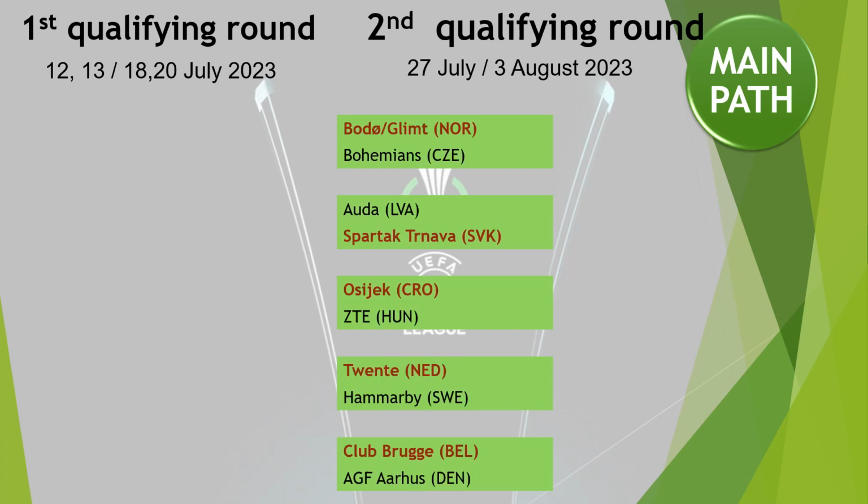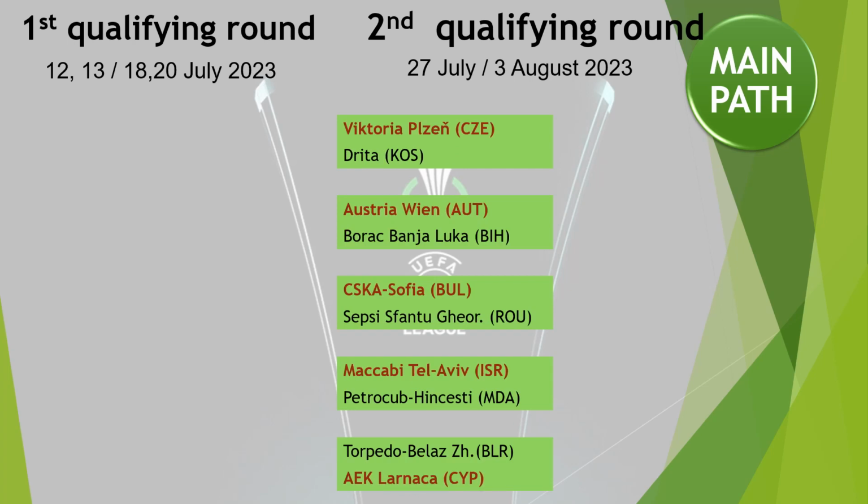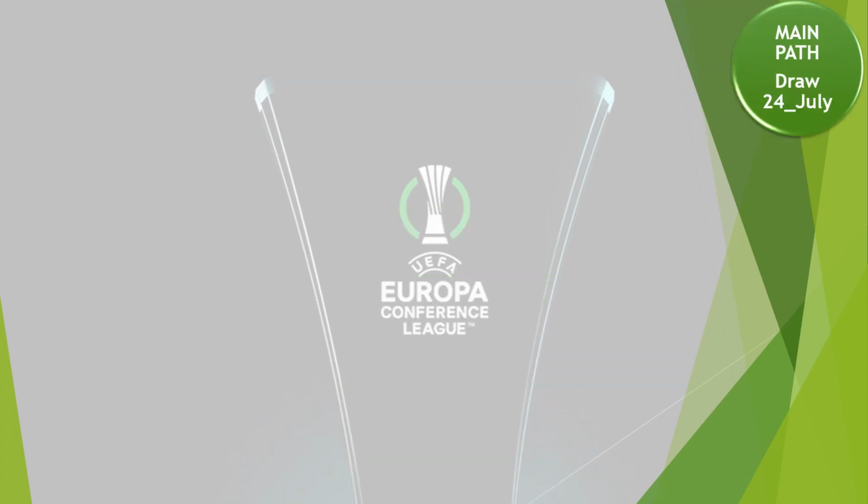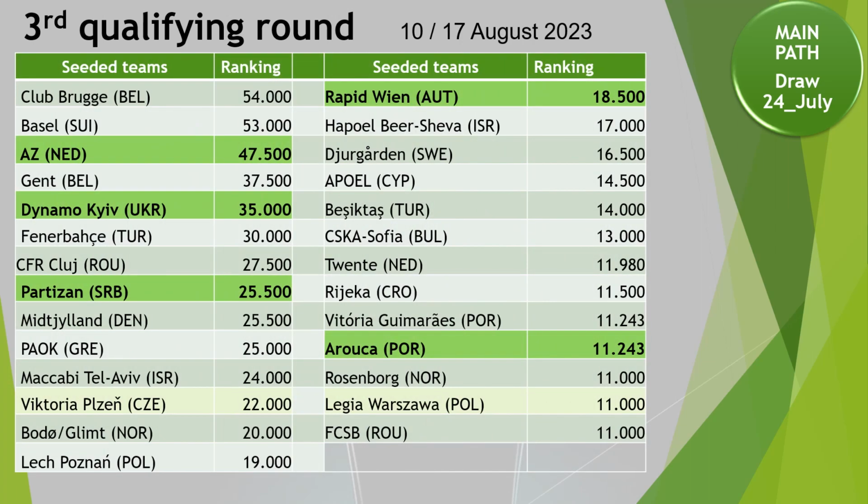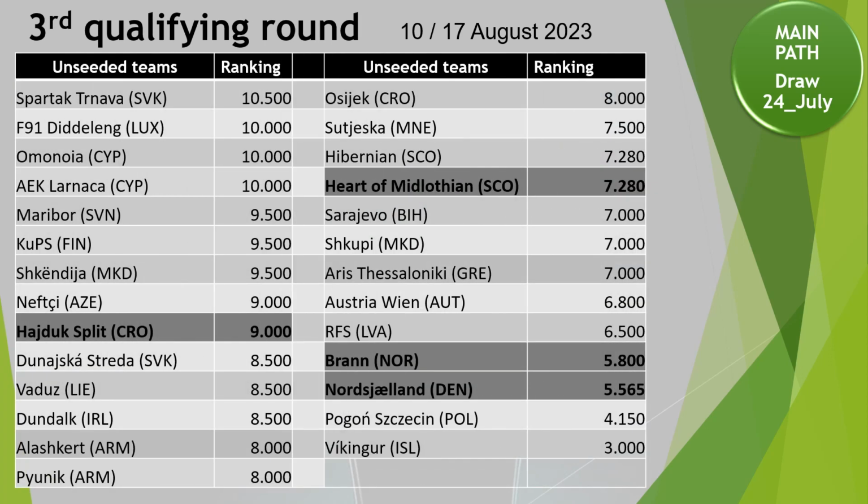After 2 qualifying rounds, we will have a similar table of seeded and unseeded teams on the third qualifying round on the main path. The draw will be on the 24th of July. Teams in bold are starting from this stage in the Conference League. And here we see the list of the teams that will be unseeded on the third qualifying round.